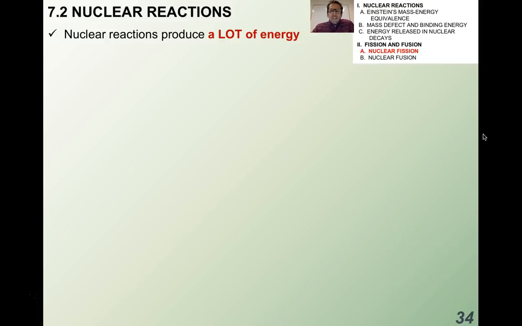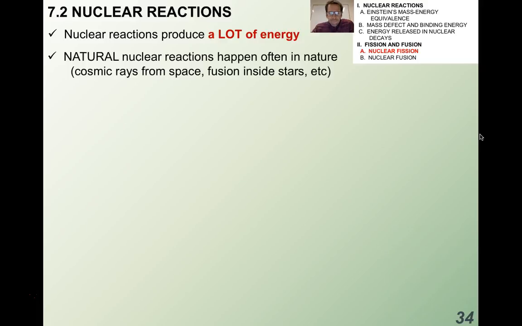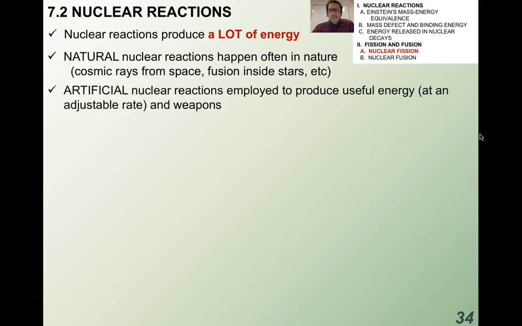Now, nuclear reactions produce a lot of energy. And there are natural nuclear reactions that happen often in nature: cosmic rays from space, fusion inside stars, etc. We'll talk more about nuclear fusion inside of stars when we talk about astrophysics, okay? Now, artificial nuclear reactions are employed to produce useful energy, okay? And that energy can be used for peaceful means, like energy for use in modern society, or weapons, all right?